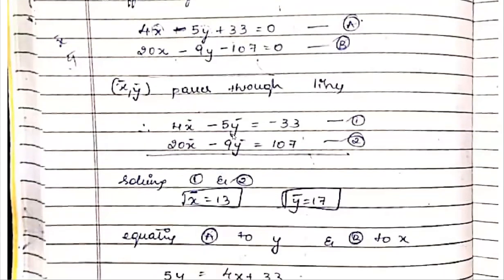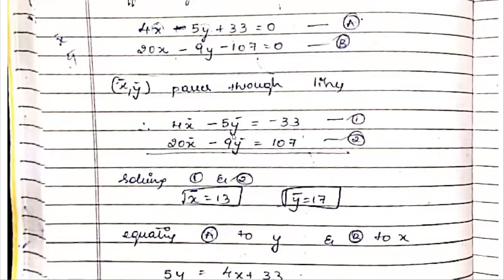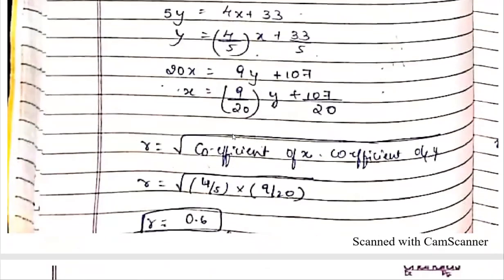And the second part is asking us to find r. To find r, you have to take the coefficients of x and y from the lines, because we have the formula r is equal to square root of coefficient of x into coefficient of y.